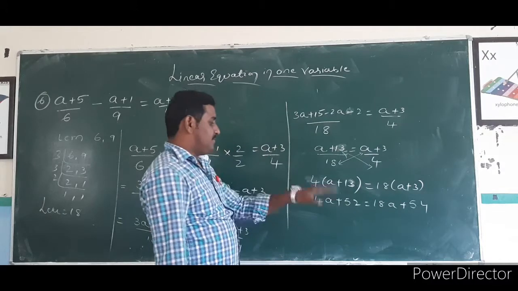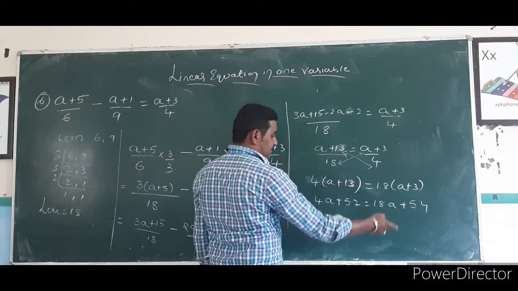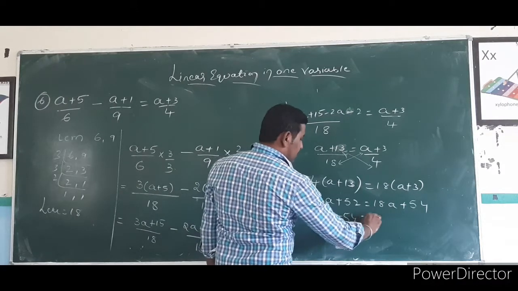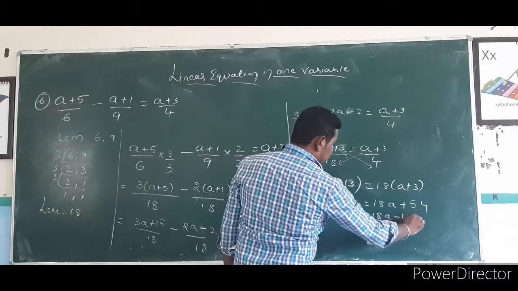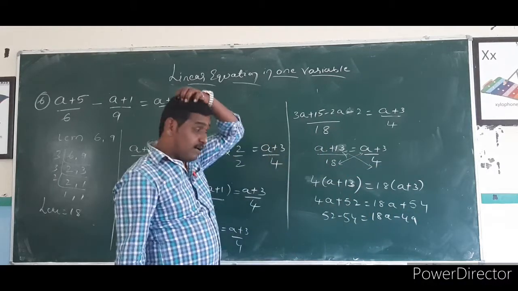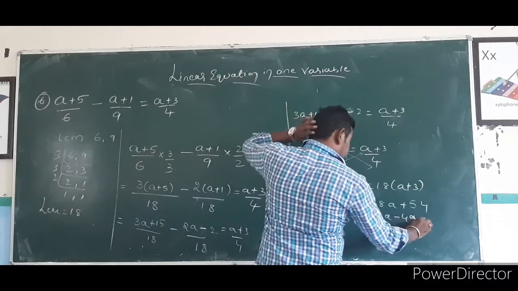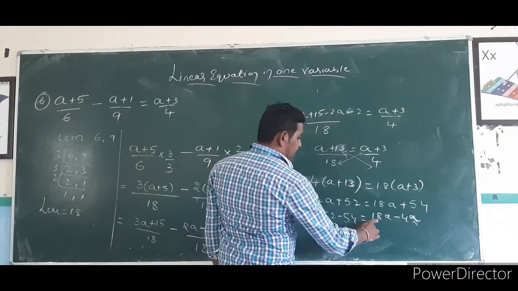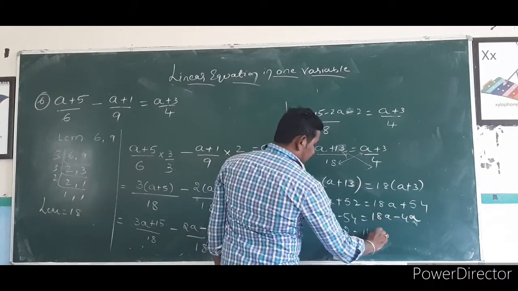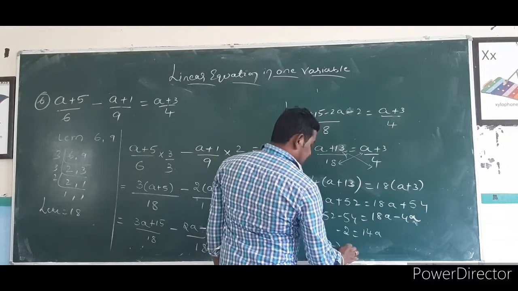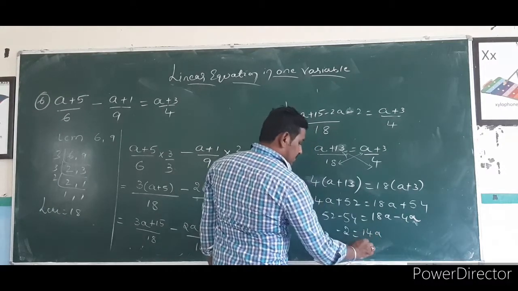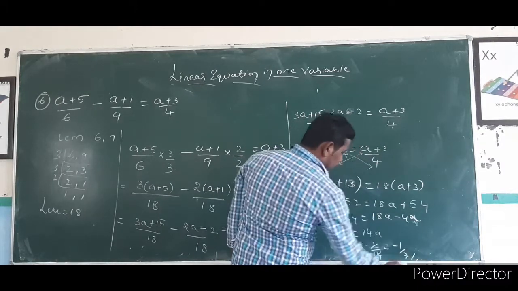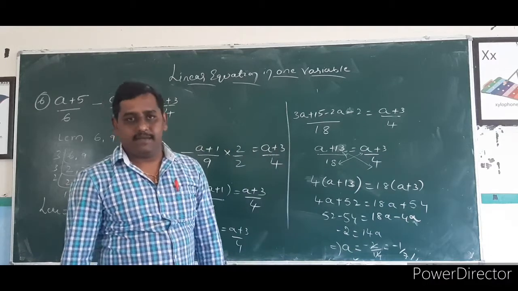You can shift one side: 18a minus 4a, and 52 minus 54. Shifting 4a to that side, it becomes minus 4a. 52 minus 54 gives minus 2, and 18a minus 4a gives 14a. That implies a is minus 2 divided by 14, and 2 ones are 2, so a is minus 1 by 7.